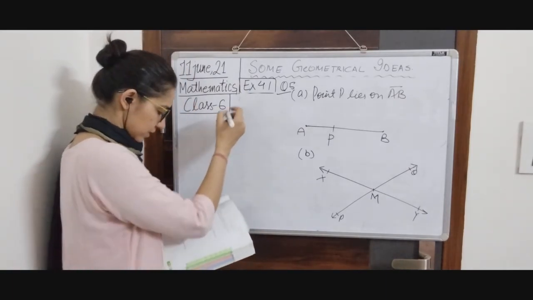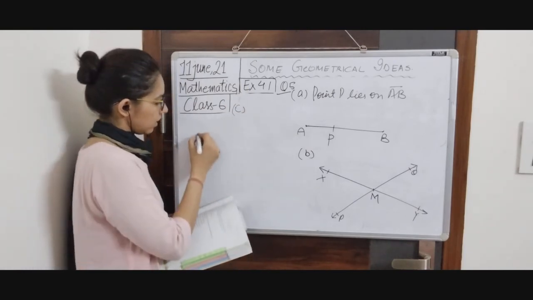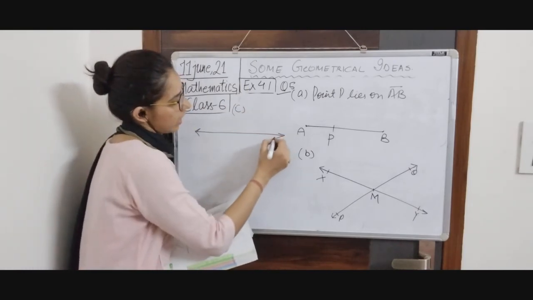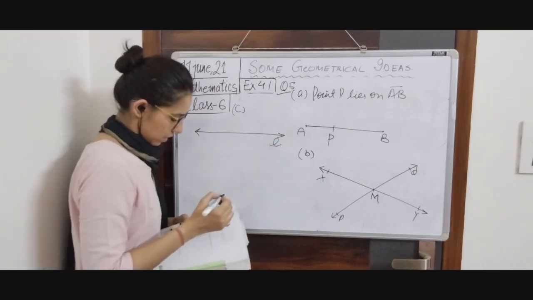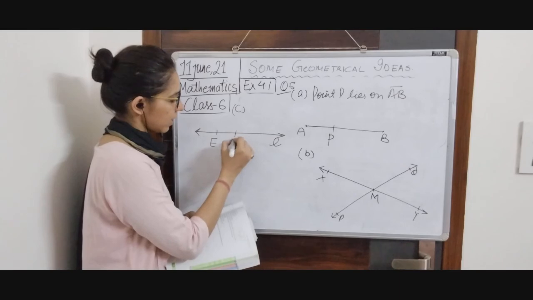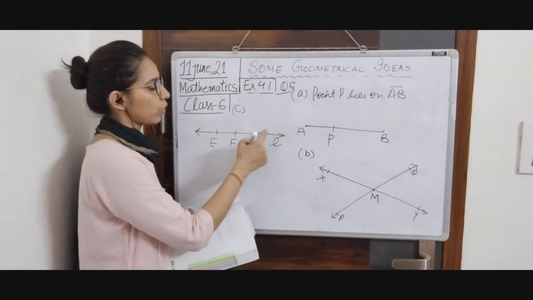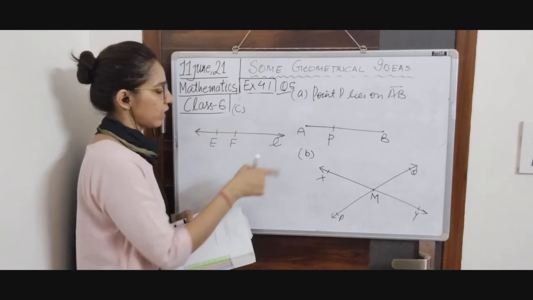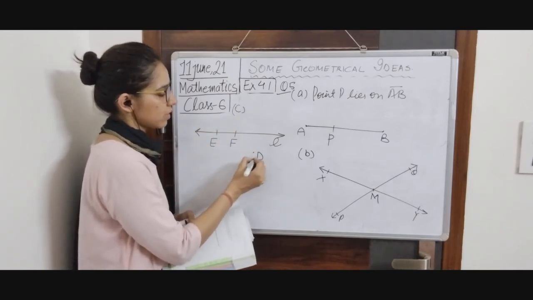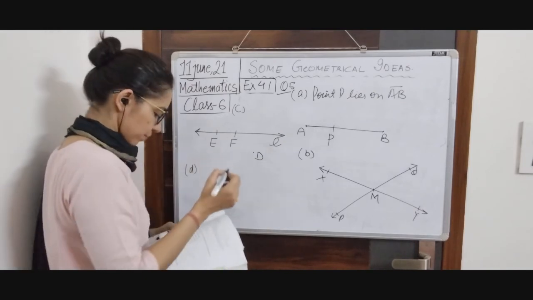Now C is line L contains E and F, but not D. We have a line, we will name it L. There are 2 points E and F, but not D. Means point D is not on this line. It is going to be somewhere else. So suppose point D is here. So this is your rough figure. You can draw D anywhere.